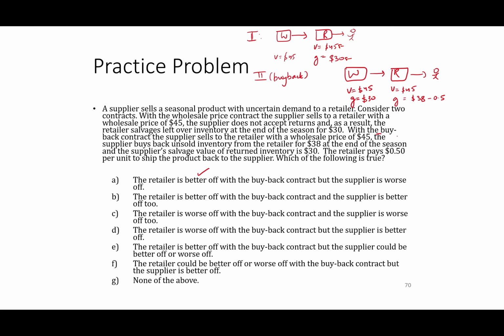With the buyback contract, the supplier sells to the retailer with a wholesale price of $45, so that still remains the same. But the supplier buys back unsold inventory from the retailer for $38 at the end of the season, and the supplier's salvage value of returned inventory is $30.